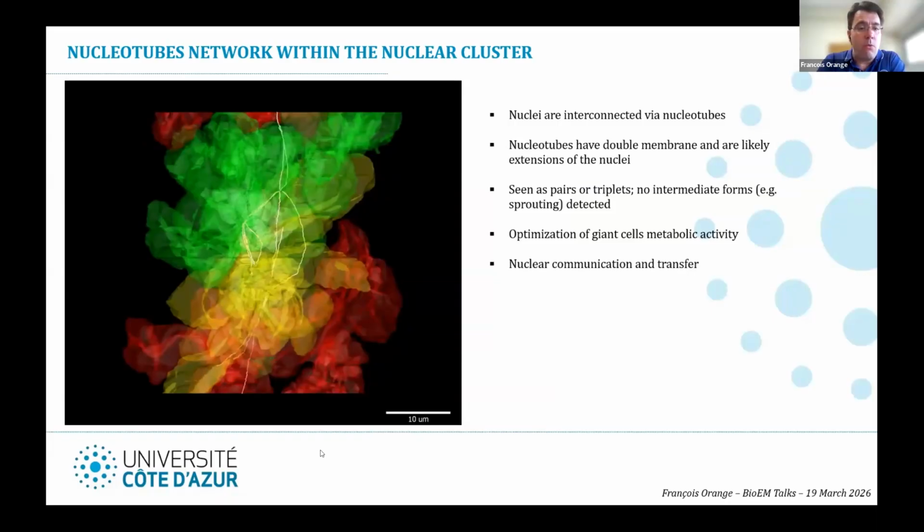And the next question is, what's the use? What's the role of these nuclear tubes? So we have no answer yet. It still is an open question, but some possibilities, some hypotheses could be, it could be used for the optimization of the metabolic activity of these giant cells. It could be used for nuclear communication or for transfer.